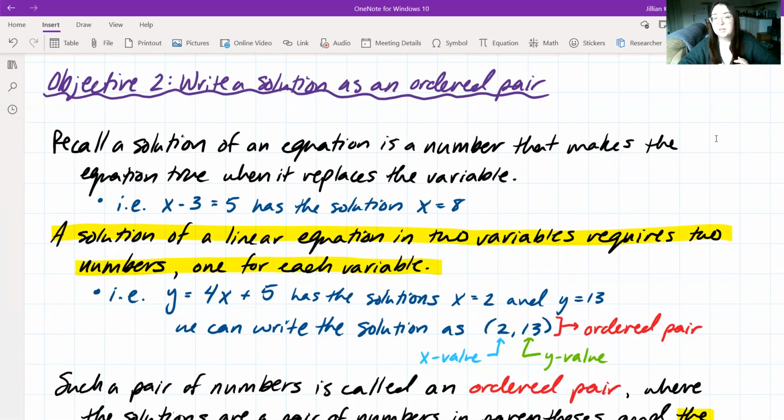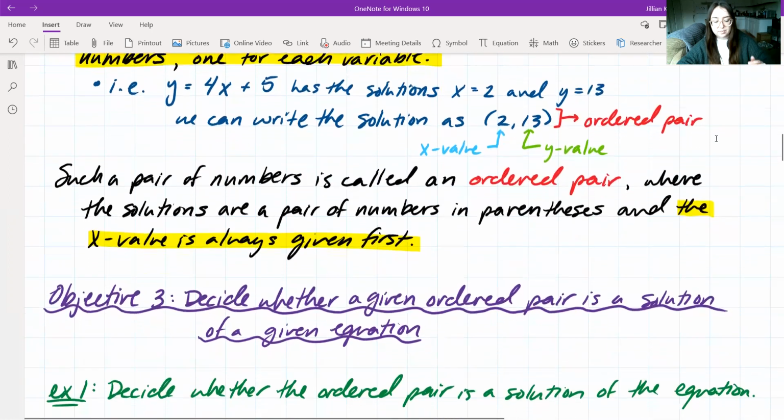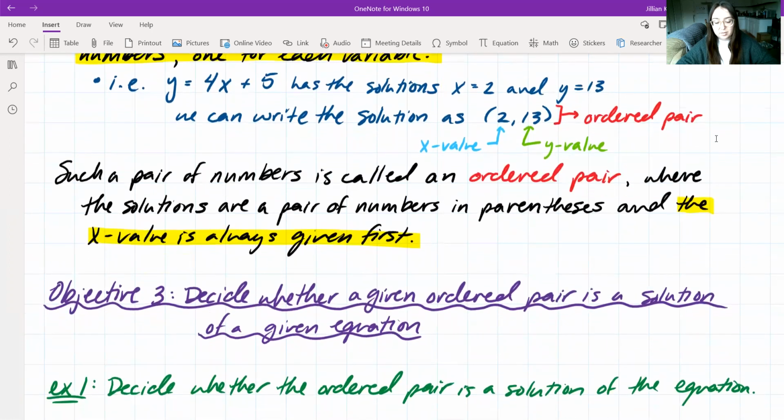Then we write our solution as open parenthesis 2, comma 13, close parenthesis. This is how we represent our ordered pair. Our x value is always going to be first in our ordered pairs. Ordered pairs in general are written as x value, comma, y value. Such a pair of numbers is called an ordered pair, where the solutions are a pair of numbers in parentheses and the x value is always given first. Just to reiterate, the x value is always going to be first.